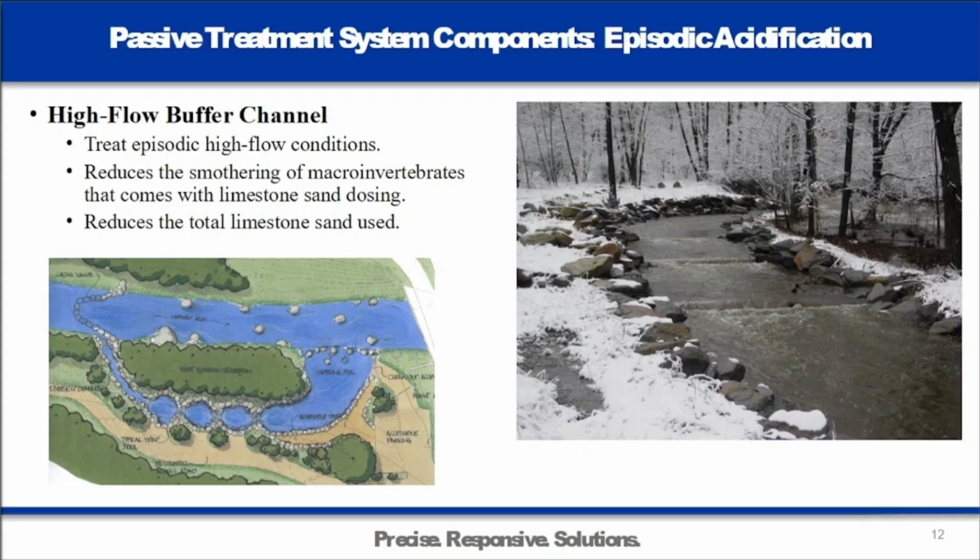People that have done limestone sand dosing might have noticed that you get a smothering of macroinvertebrates downstream from that limestone sand dosing location. A lot of those fines that come out of that limestone tend to smother out the macroinvertebrates within that section. So this reduces that, and it also reduces the total limestone sand used. If you think about it, you're only adding limestone sand to the watershed at the times it's absolutely needed.